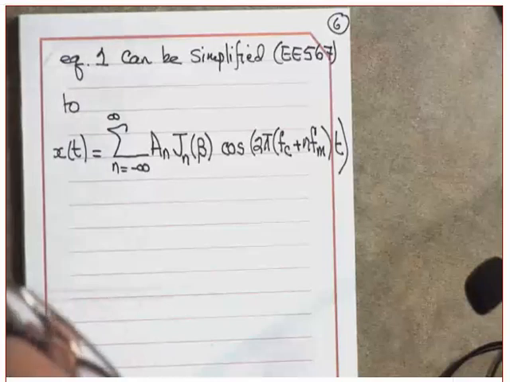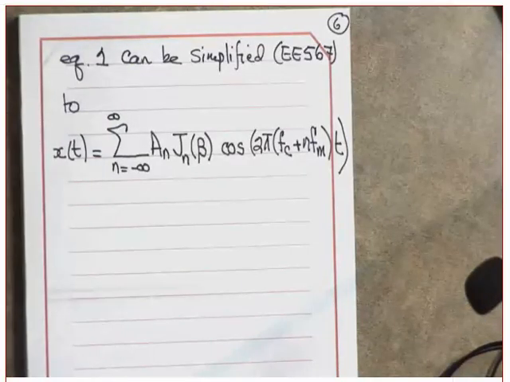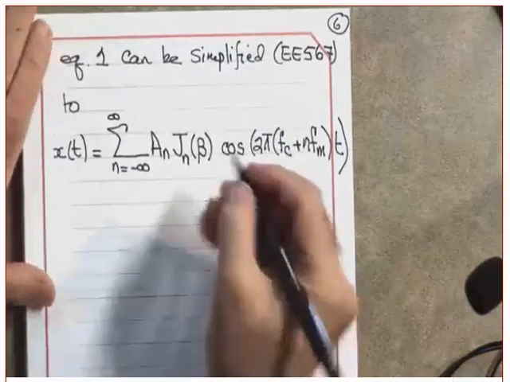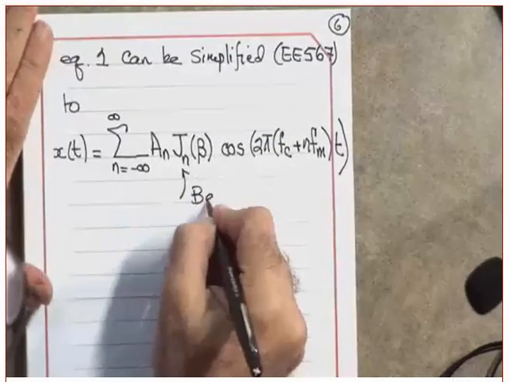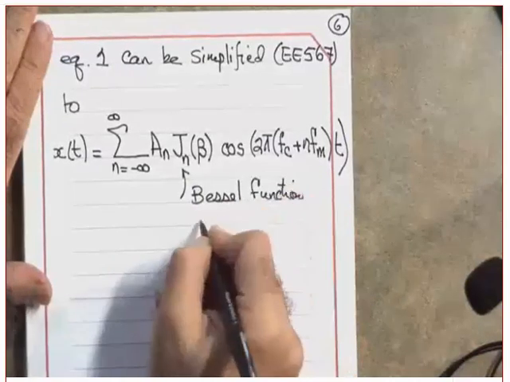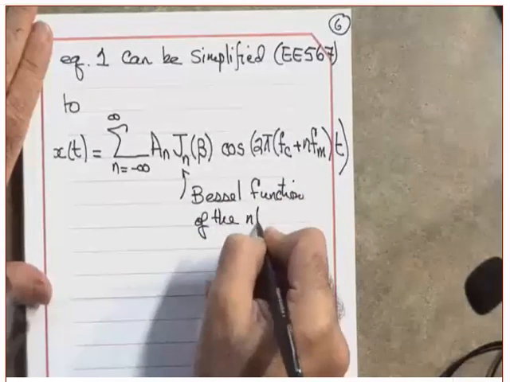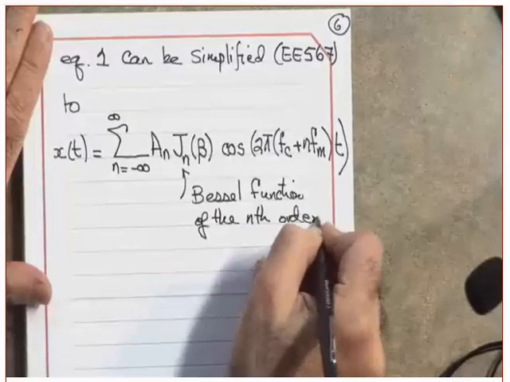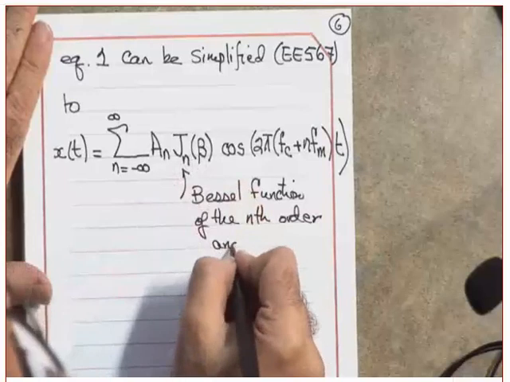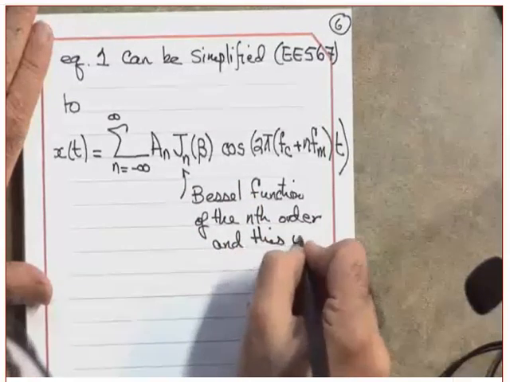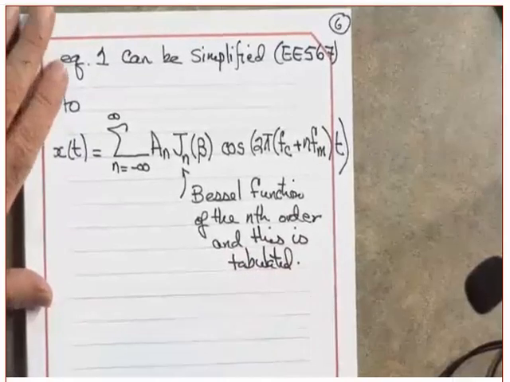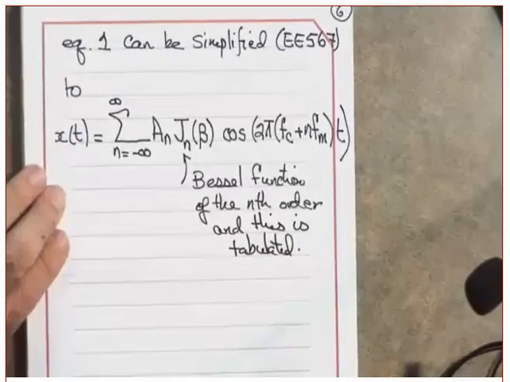I cannot ask you if you have seen this equation before or not. I don't know. Have you seen this equation before? Do you know what the J is? Anybody? This is called the Bessel function of the nth order, and it's a function of beta. This is tabulated, and I will be posting the table shortly on the web so that you can use it in some of the homework problems.